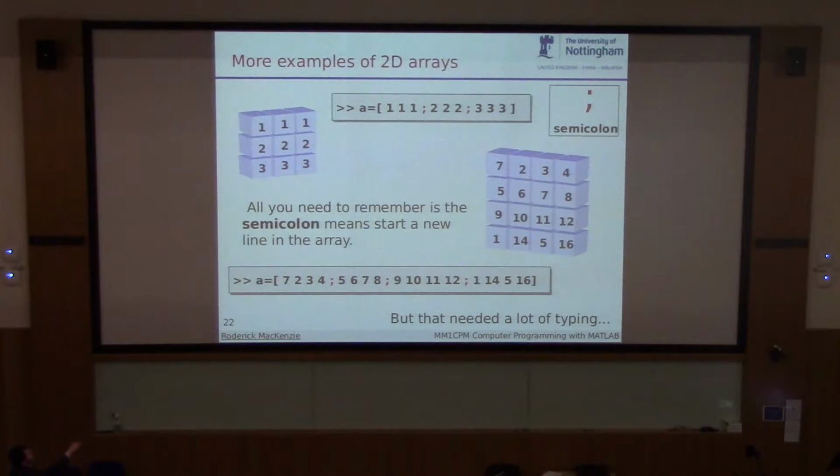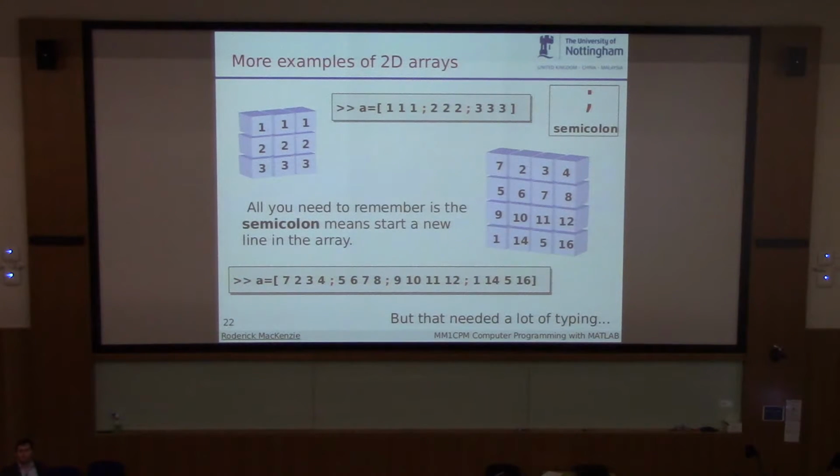I'll do another example. Imagine we want to make the array 1, 1, 1, 2, 2, 2, 3, 3, 3. We can make this by just using a semicolon. So we go A equals, open square brackets, just like you did for your 1D array, 1, 1, 1, semicolon, 2, 2, 2, semicolon, 3, 3, 3, close square bracket. Yeah?